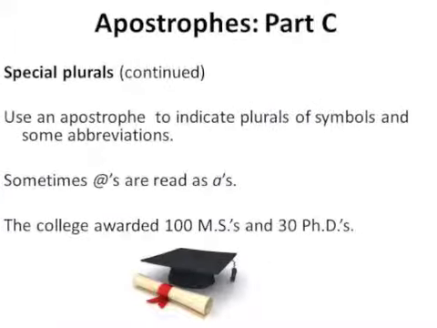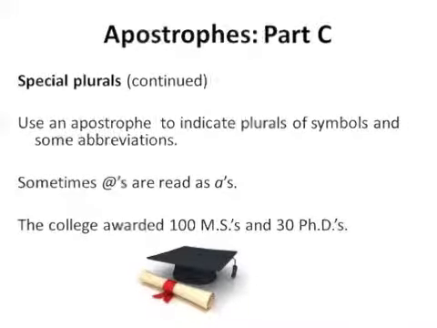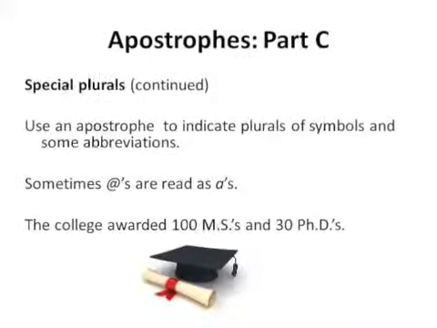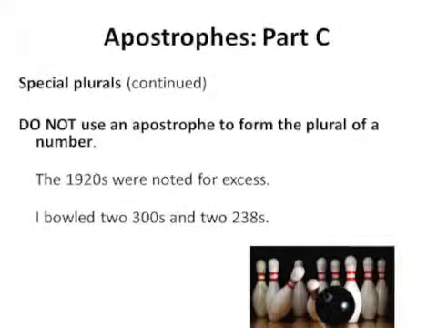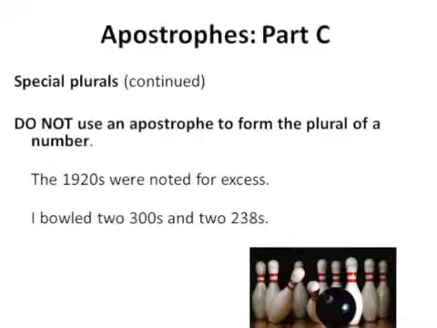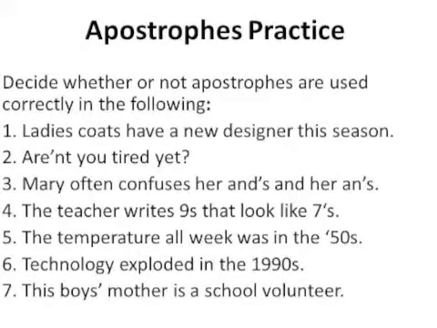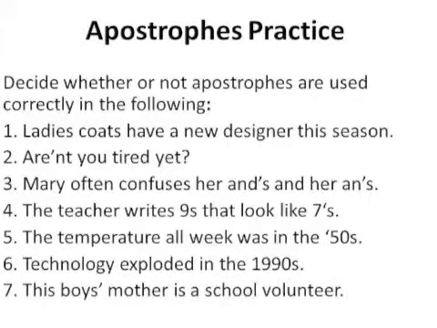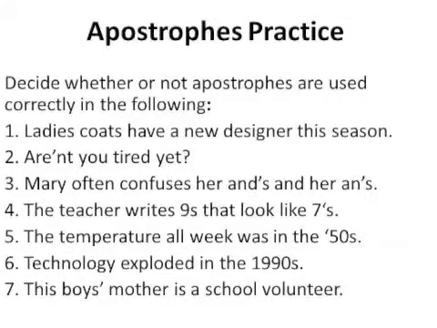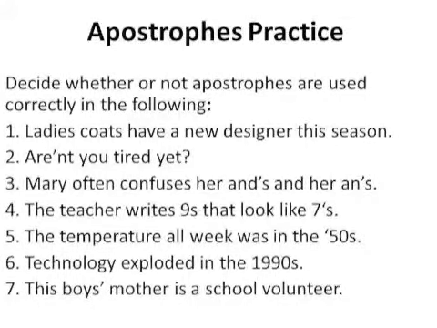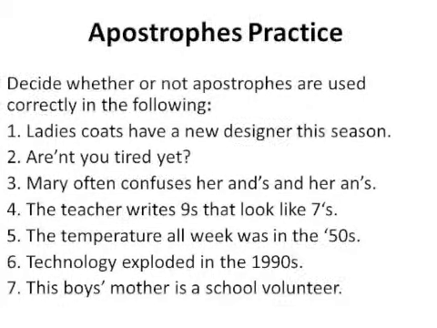Similarly, plurals of symbols and abbreviations may have apostrophes. Just be careful not to use an apostrophe when you form the plural of a number. Look at the two examples here. These can be tricky. The first one is a plural adjective describing coats. It is no possession. The second one, the apostrophe is where the letters have been omitted.